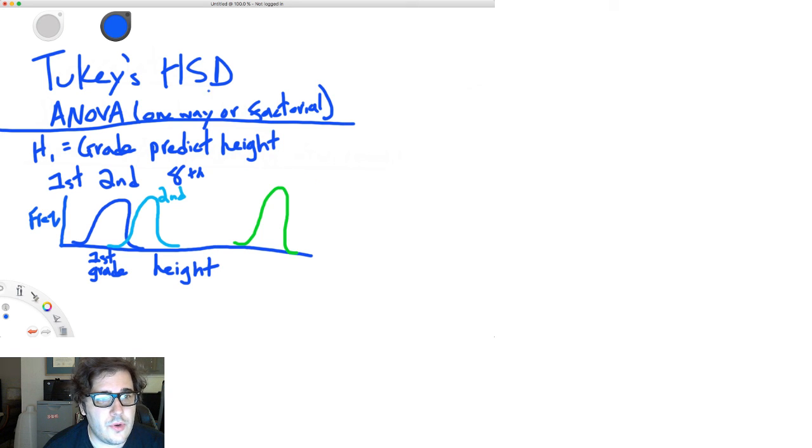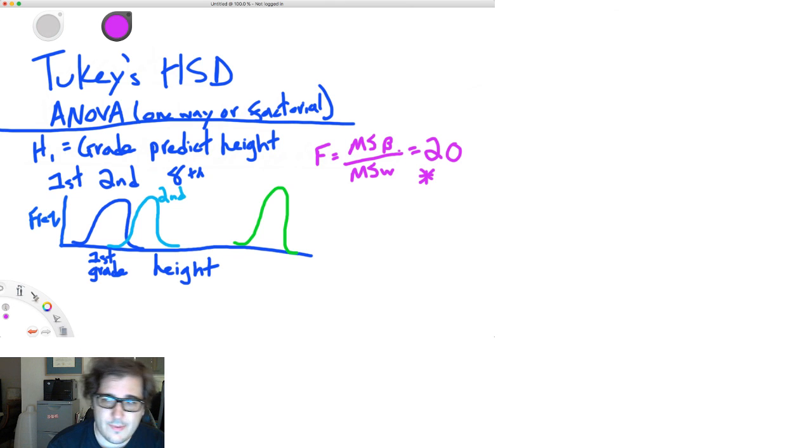So you calculate your sum of squares, you calculate your mean squares between and within, so you get F, which is your mean square between divided by your mean square within, and that equals 20, which is bigger than your critical value. So you would reject the null hypothesis. You would say, okay, grade seems to predict height. You have different means.